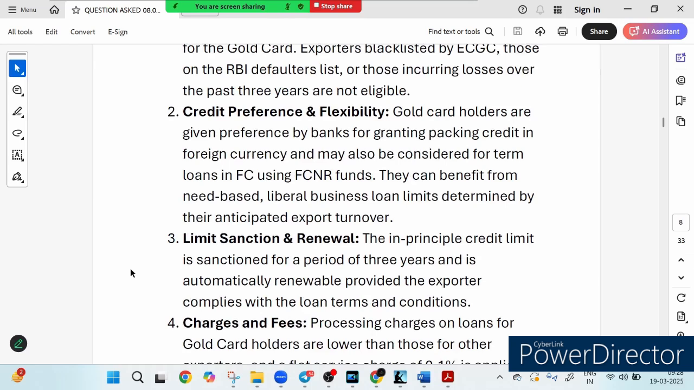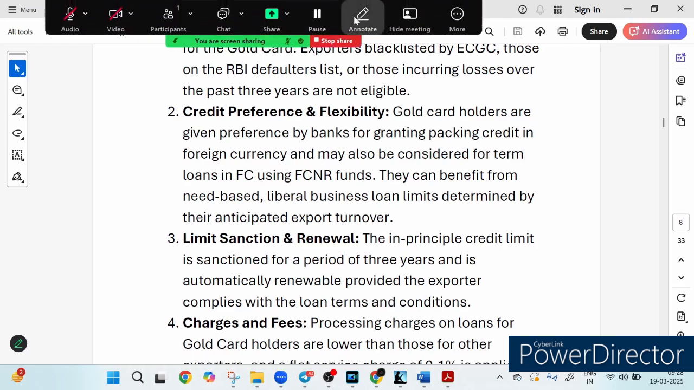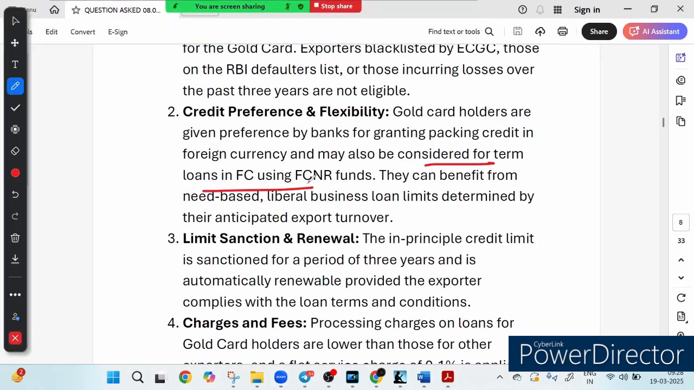This statement is also correct, because the gold card holder gets preferential treatment from the bank, meaning they are given priority for packing credit in foreign currency, PCFC. Yes, they get priority in PCFC, and the bank may also grant them a term loan in FC, using FCNR funds, and the loan limit is based on their expected export turnover, making it more flexible. So if you are a gold card holder and you apply for a foreign currency loan, the bank will prioritize your application over a non-gold card holder's. So this is also correct.